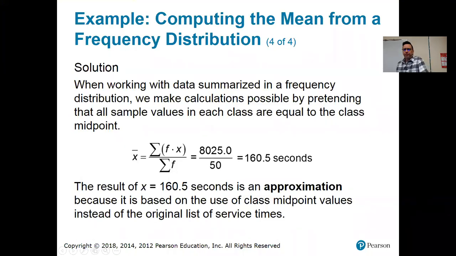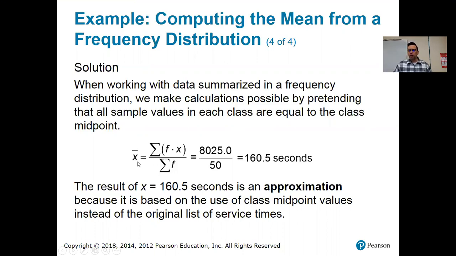Okay. So notice that when we're working with data summarized in a frequency distribution, we make calculations possible by pretending that all sample values in each class are equal to the class midpoint. Hopefully it's a pretty good approximation, because you're going to have some values in the low end of the class, some values in the high end of the class. So by just using the class midpoint for all of them, hopefully that gives you a pretty decent approximation.